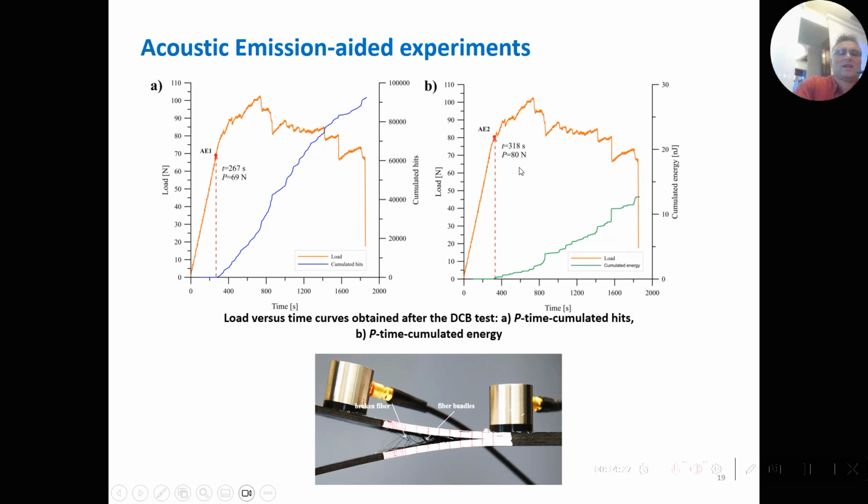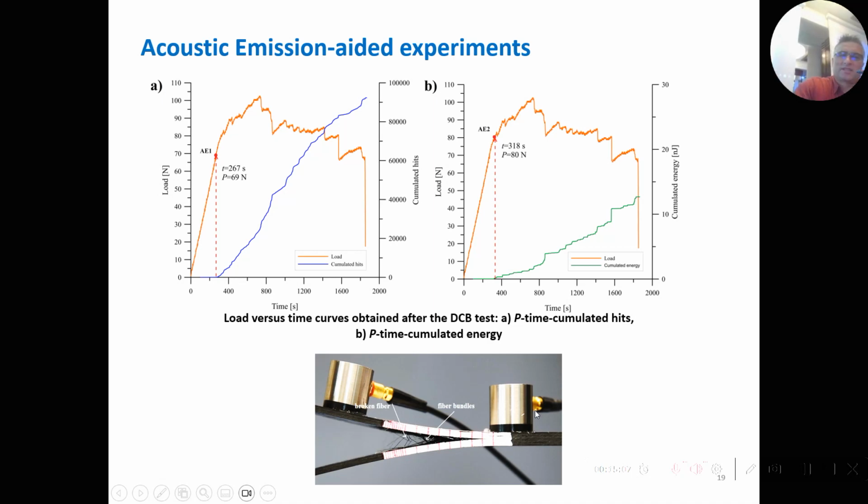I must also say that classical parameters of acoustic emission are hits or events and counts. But at the moment, the producers of such equipment provide some software with Fourier transform or wavelet analysis for deeper recognition of the damage phenomena in the material, and you can see in the photo below there are some bridging effects of the fibers which are being pulled out from the matrix.